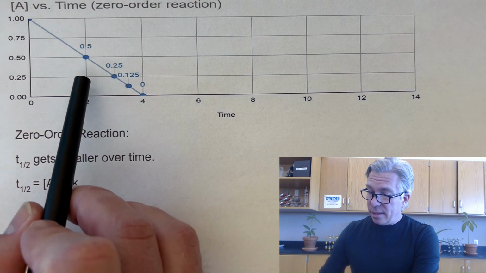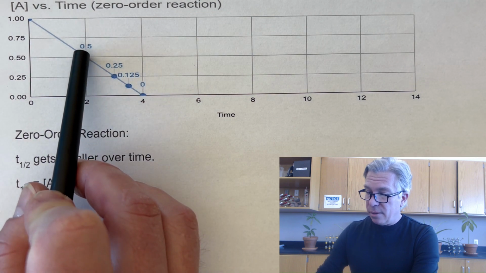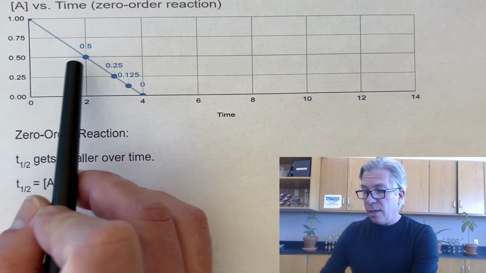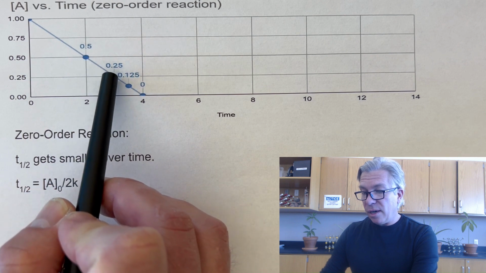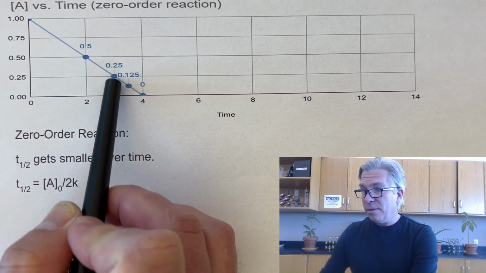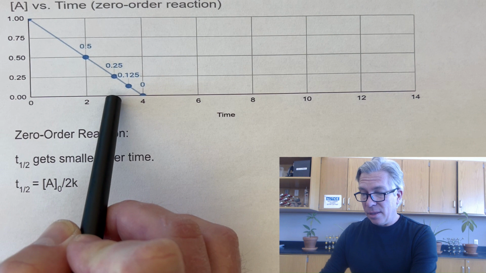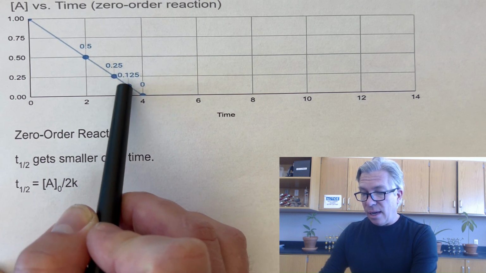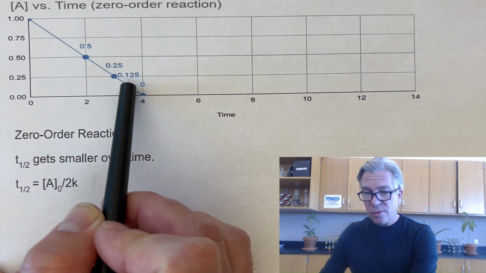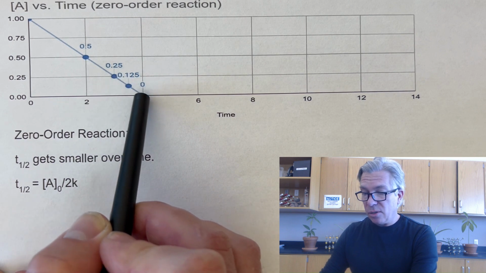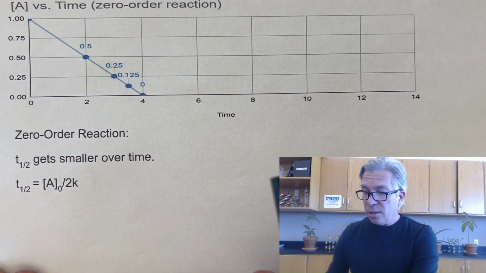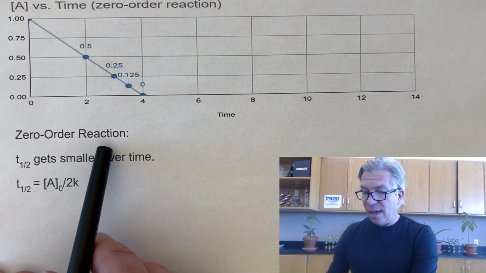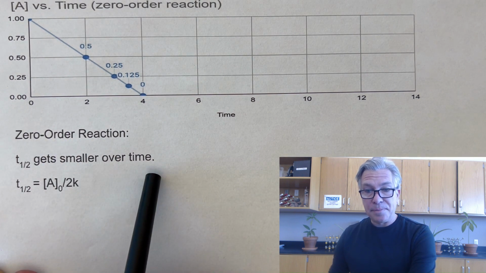And if you look at it, the time it took to go from 1 to 0.5 was 2 hours. But from 0.5 to 0.25, it only took me 1 hour, half of that amount of time. And to go from 0.25 to 0.125 is only half an hour, and then a quarter of an hour, and so on. And it would just get smaller and smaller and smaller until I hit 0. So for zero-order reactions, the half-life gets smaller over time.